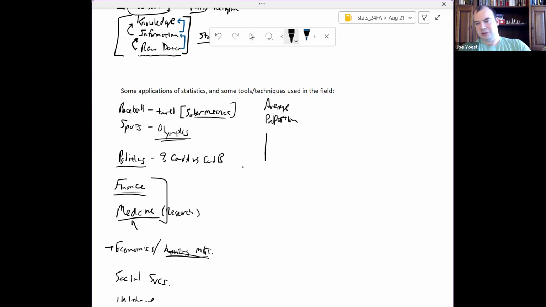Well, one thing I might do is draw a graph, right? I might take this stock market data and turn it into a graph. I can understand, say, 2,500 data points in a graph like this a lot more easily than I can understand them just written down as numbers.